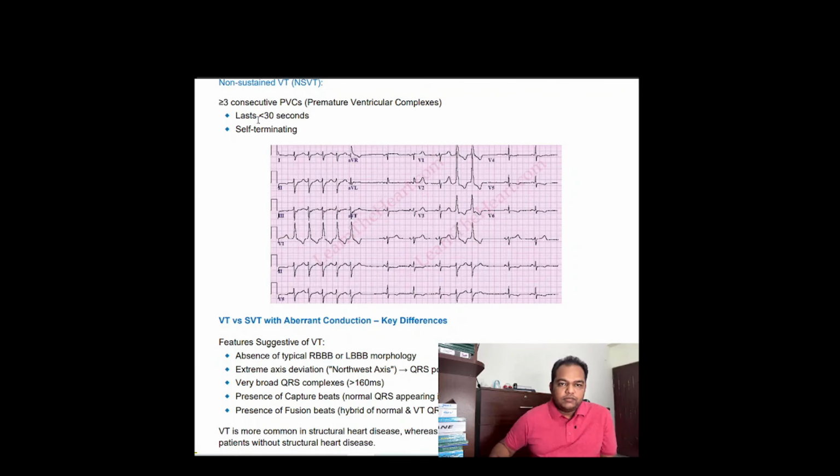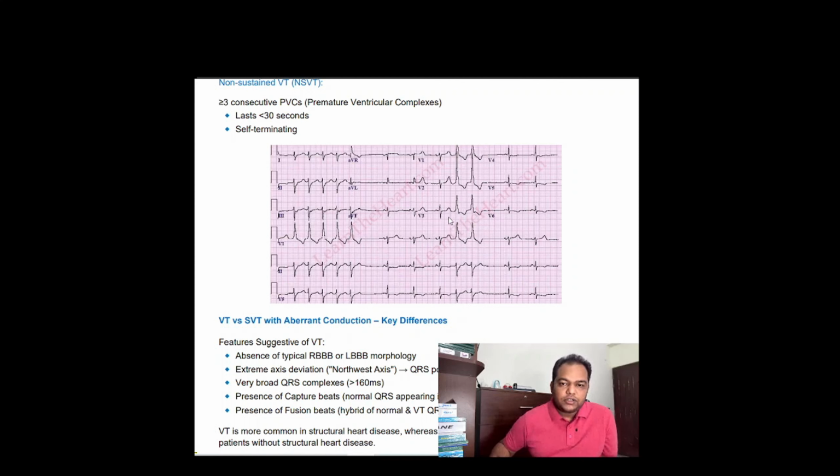Now the non-sustained VT. Non-sustained VT lasts less than 30 seconds. So what we can find in an ECG of non-sustained VT, we can find premature ventricular complexes, that means PVC. These are the PVCs, premature ventricular contraction.